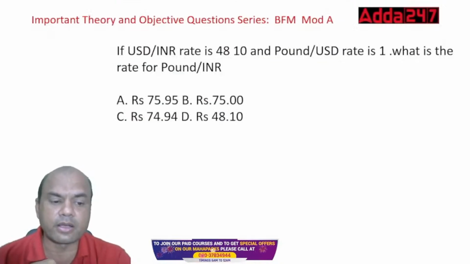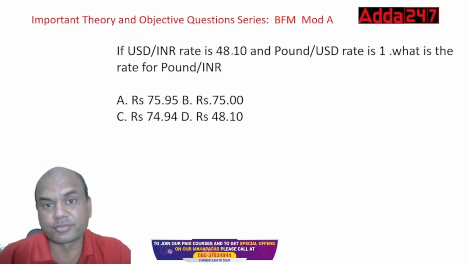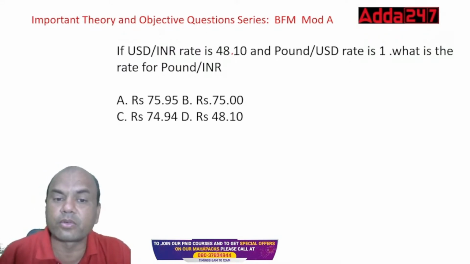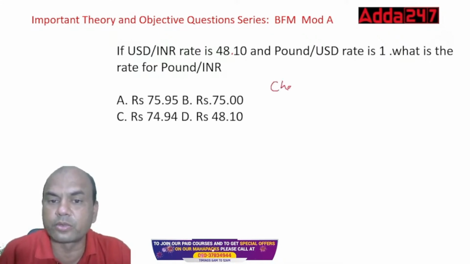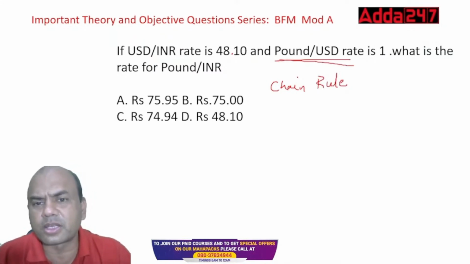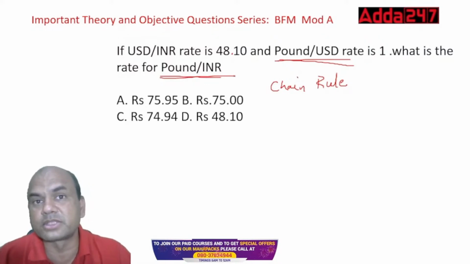If the USD to INR rate is given as 48.10 and the pound to USD rate is given as 1, what is the rate of pound to INR? Now, what is to be used here? We'll be using the chain rule. What is the chain rule? When you don't know the rate of a currency vis-a-vis your local currency, here pound to INR, but you have other rates, some base currency rates, we use the chain rule.